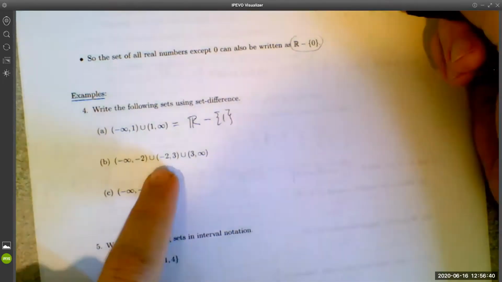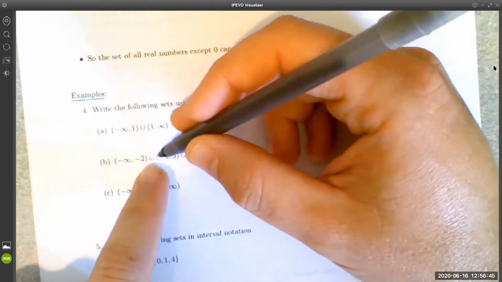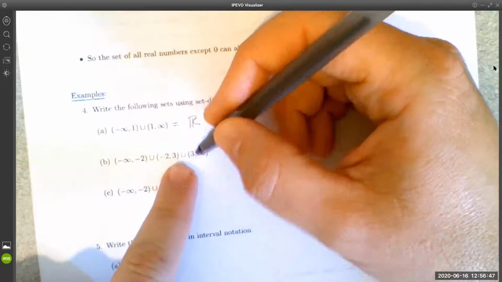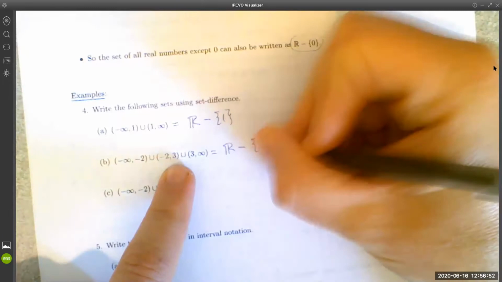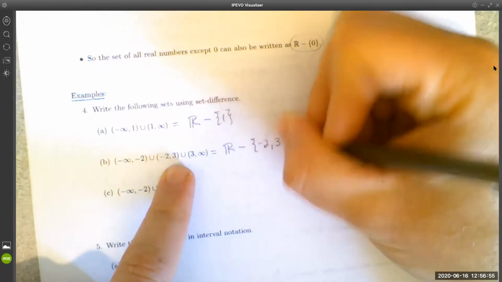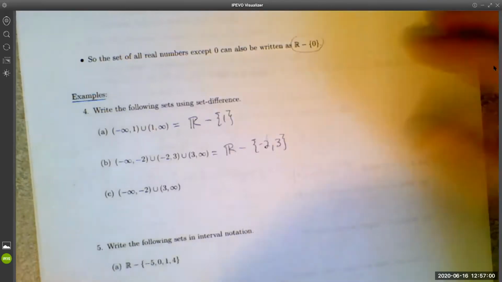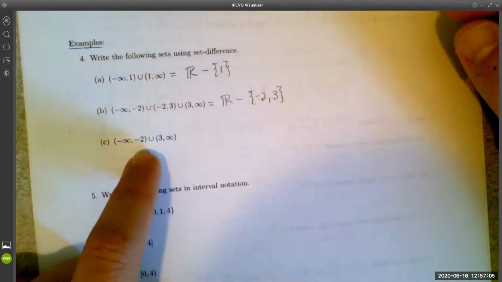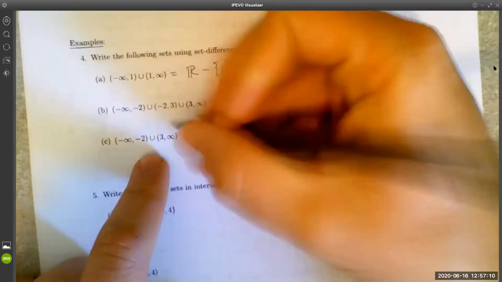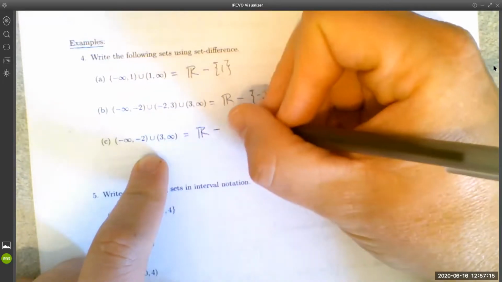This set is the set of all reals except for, it looks like -2 has been skipped over, and then it looks like 3 has been skipped over. So I'm going to say this is the set of all reals except for -2 and 3. And this one looks like the set of all real numbers except for the chunk between -2 and 3. So I'm going to say this is the set of all real numbers except for the interval from -2 to 3.